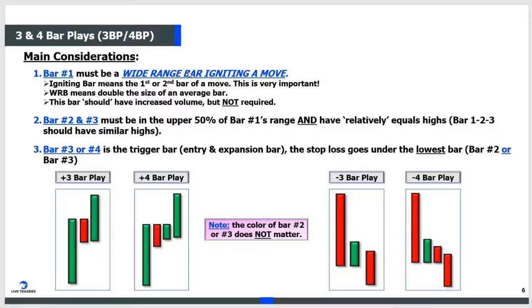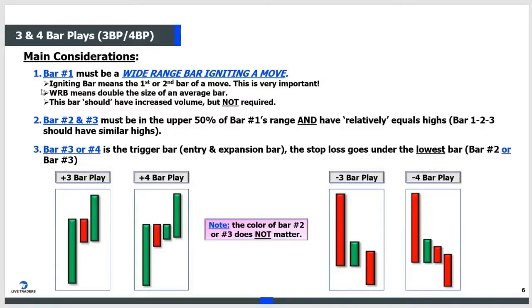You're not going to get a 3-bar play that's up 7 bars in a row, magically puts in a little red bar and then goes higher. I've been getting a lot of that where people are showing me moves that are up 4 bars. There's a tiny little red bar after 4 huge bars, and then, oh, look at the 3-bar play. Okay? That is not it. So igniting bar means, just in case you're not sure, the first or second bar of a move. It has to be the first or second bar of the move.